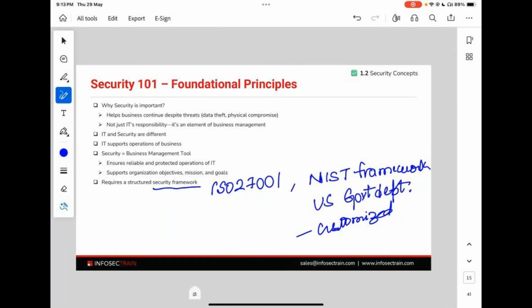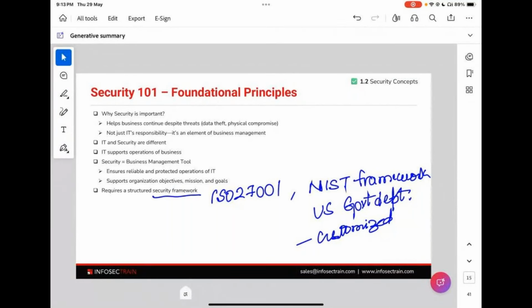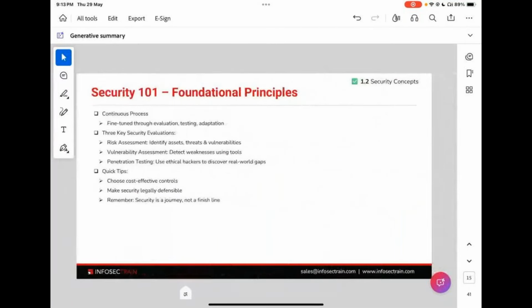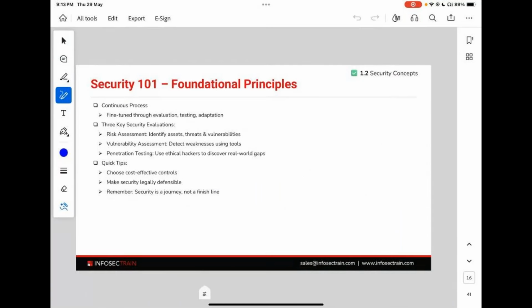Now, we understood why security is important and how security and IT compare. And then what is it that we need to implement security? We need a security framework like ISO or NIST, right? Now, let's look at the next steps in the next slide, right? Now, once the security has been established, right, it's a continuous process, right?